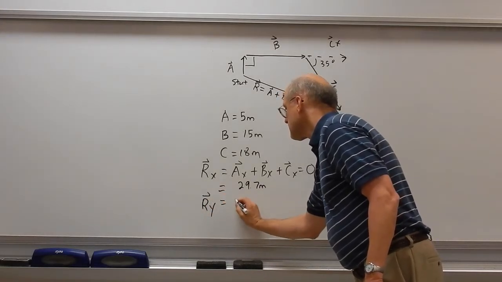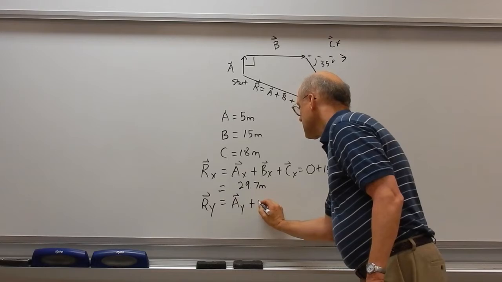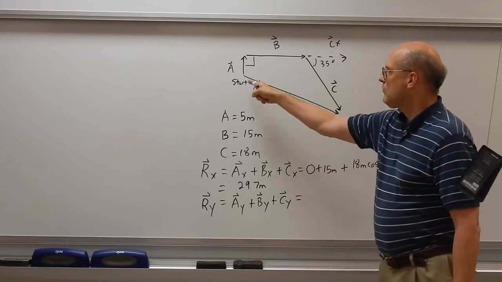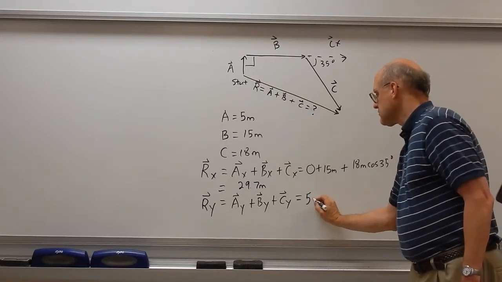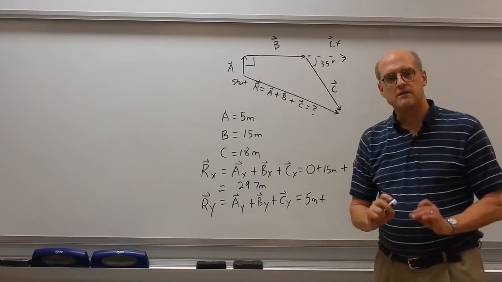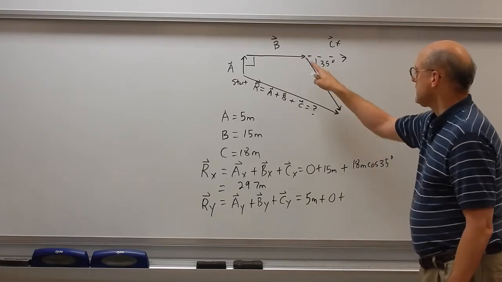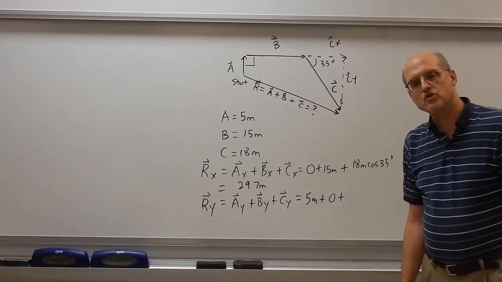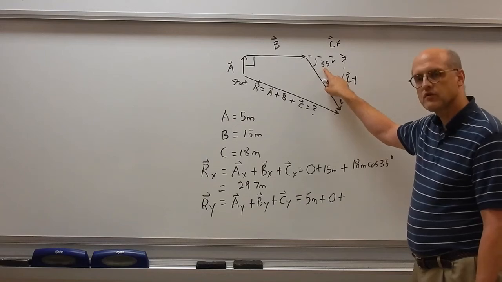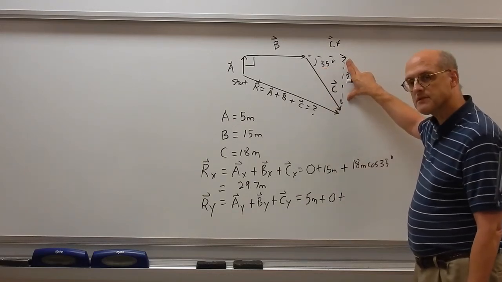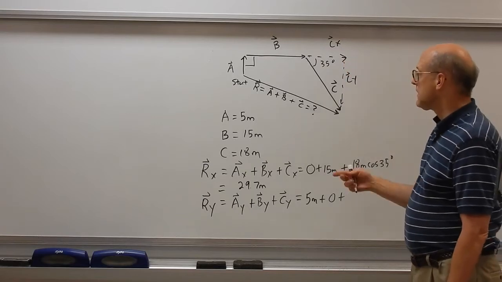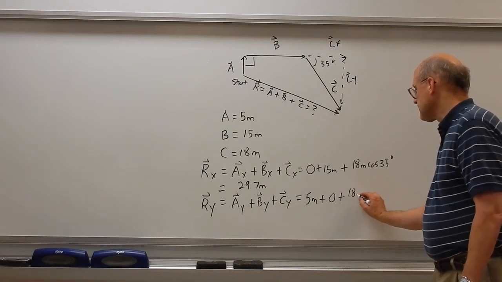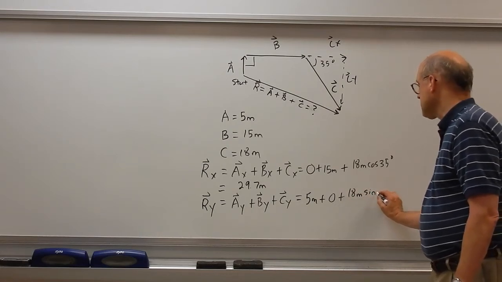Ry is equal to Ay plus By plus Cy, where Ay is all of A, so that's 5 meters. By is 0, and Cy is this vector. We can use the trig function sine, because isn't the sine of 35 degrees equal to the side opposite Cy, which we're trying to find, divided by the hypotenuse C. So Cy is equal to 18 meters multiplied by the sine of 35 degrees.